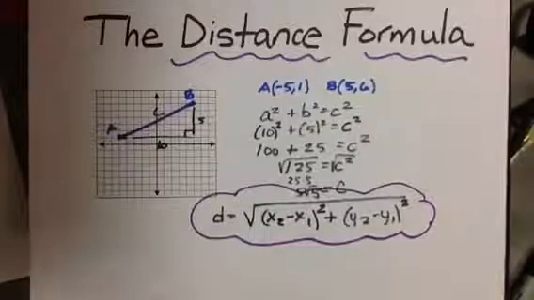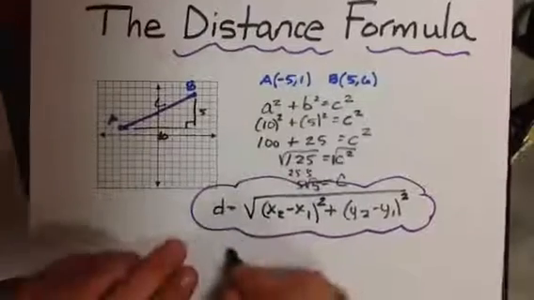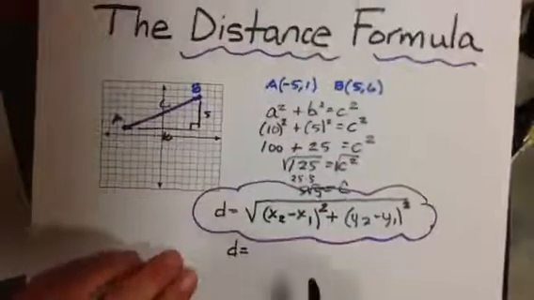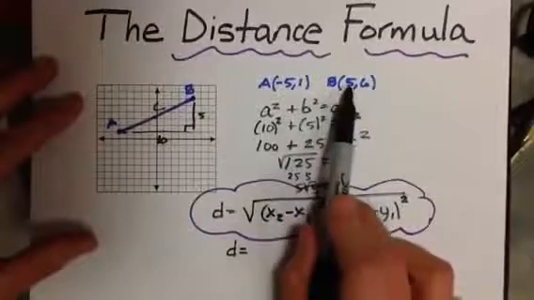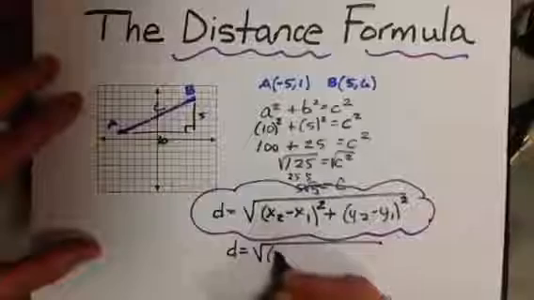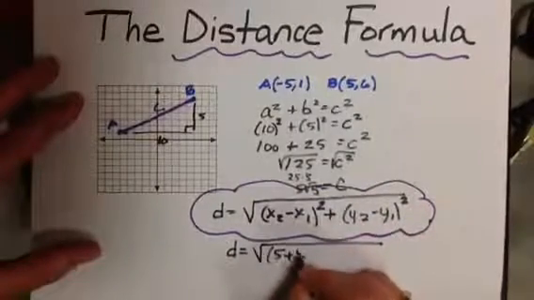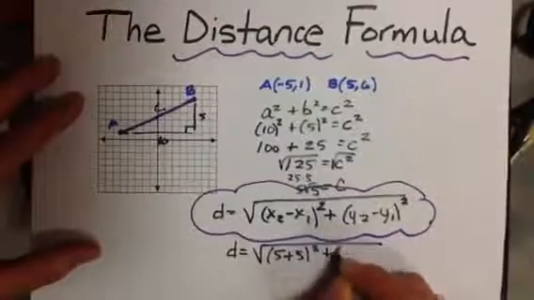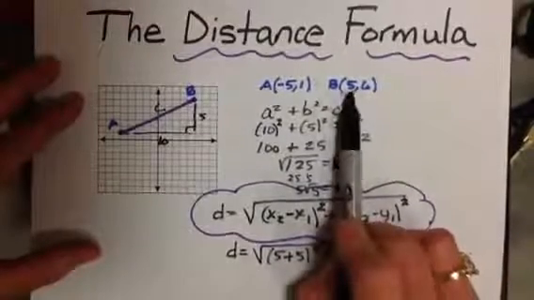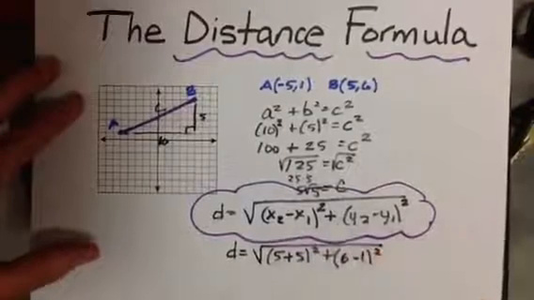And let me show you that that works with these 2 points. d equals. So I'm going to use this one as the x2, this one as the x1. So big square root. 5 minus negative 5 is really a plus 5, right? We have a double negative. And then if I start with this x, I have to start with this y. So it's going to be 6 minus 1, all squared.